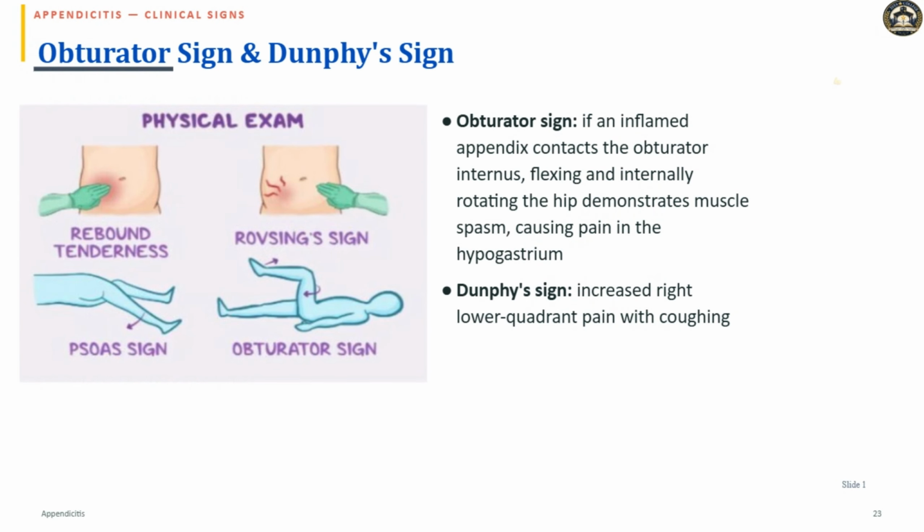Two more clinical signs associated with appendicitis are the Obturator sign and Dunphy sign. The Obturator sign is observed if an inflamed appendix contacts the obturator internus muscle. In this case, flexing and internally rotating the hip will demonstrate muscle spasm, causing pain in the hypogastrium. Dunphy sign refers to an increased right lower quadrant pain specifically when the patient coughs.